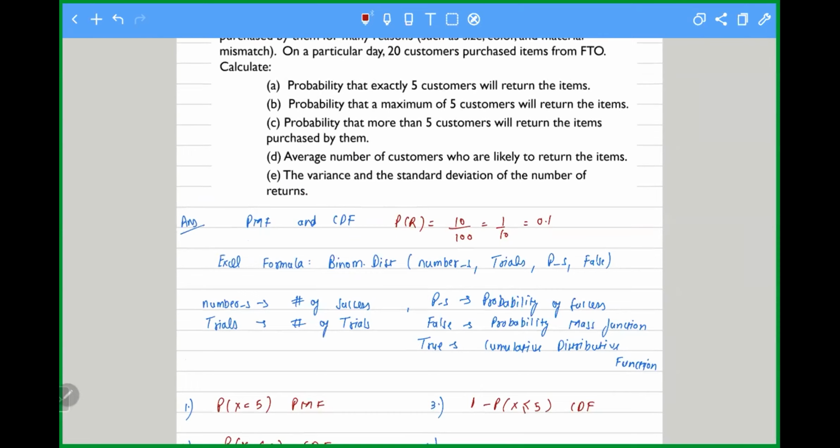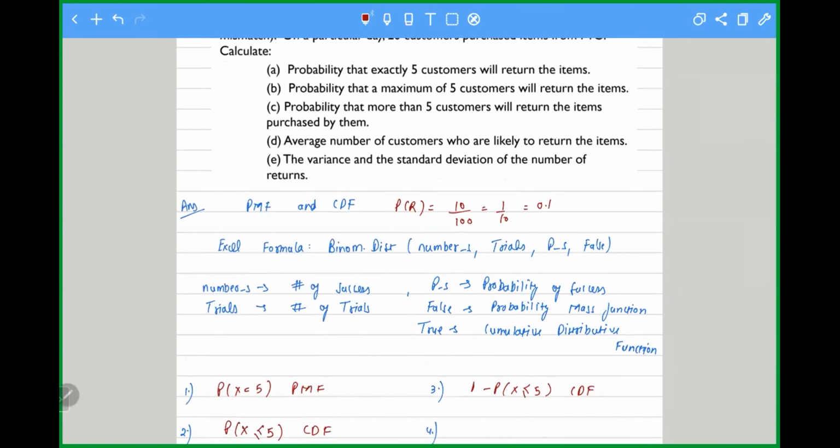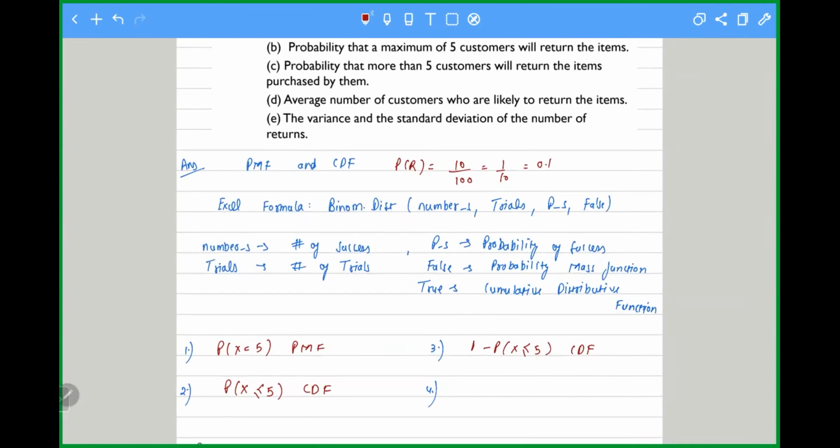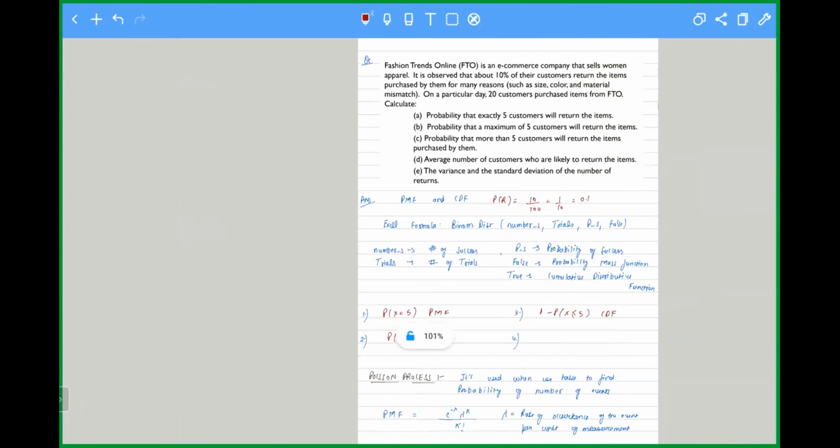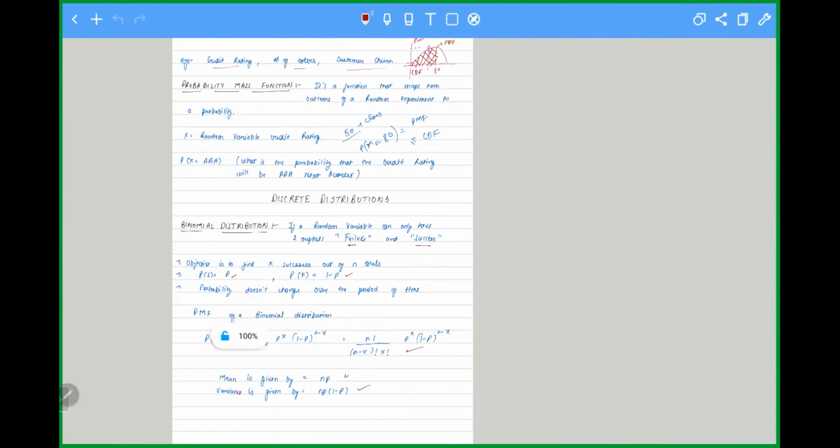For the number of customers, implement these formulas. The fourth one is np and the fifth one is np into 1 minus p. Any doubt till now? Okay.